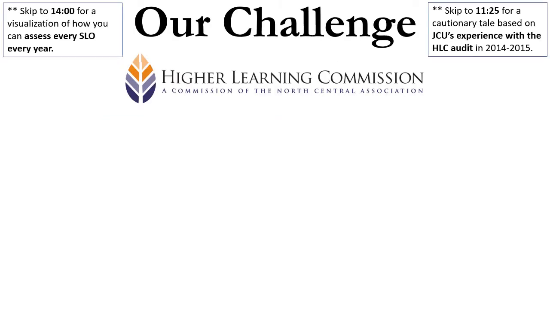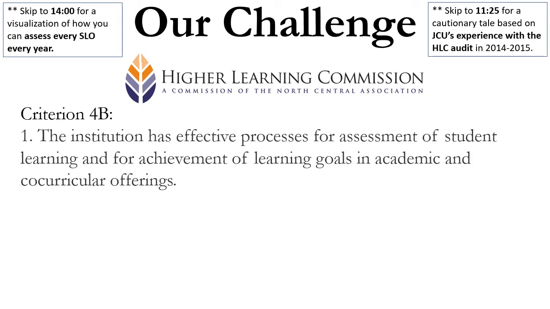The reason why we need to do this is because, of course, the Higher Learning Commission is going to do their audit soon, and one of the most challenging parts of the assessment, or that overall review, is criterion 4B of the many criteria that they have for us. And criterion 4B gauges whether the institution has effective processes for assessment of student learning and for achievement of learning goals in academic and co-curricular offerings. That's item 1 of criterion 4B.